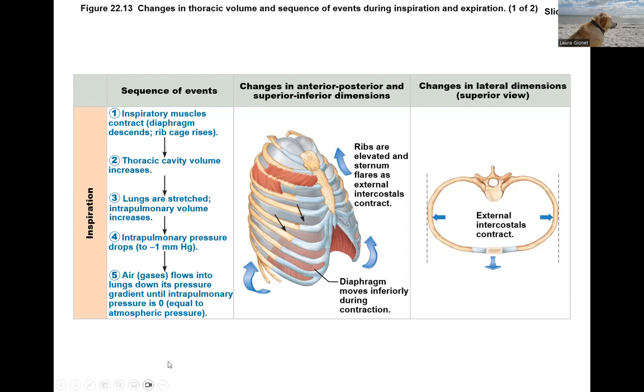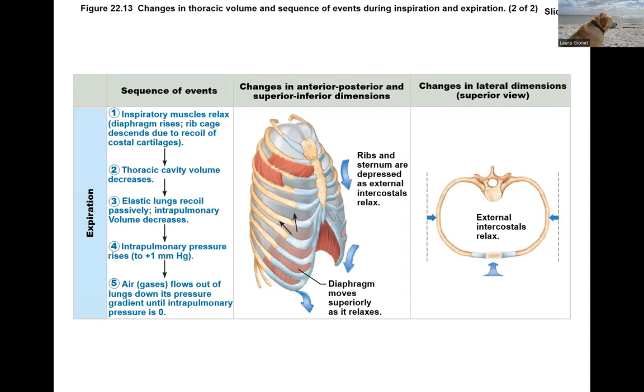So thoracic cavity volume increases, the pressure in it decreases. Lungs are stretched, intrapulmonary volume increases, the pressure decreases, and air flows into the lungs. The reverse happens in expiration. Those muscles are going to relax, and sometimes the internal intercostal muscles will help and contract and pull the ribs back down. The elastic fibers recoil, the diaphragm elevates, the thoracic cavity volume decreases, the pressure increases. So now we can push the air out and exhale.